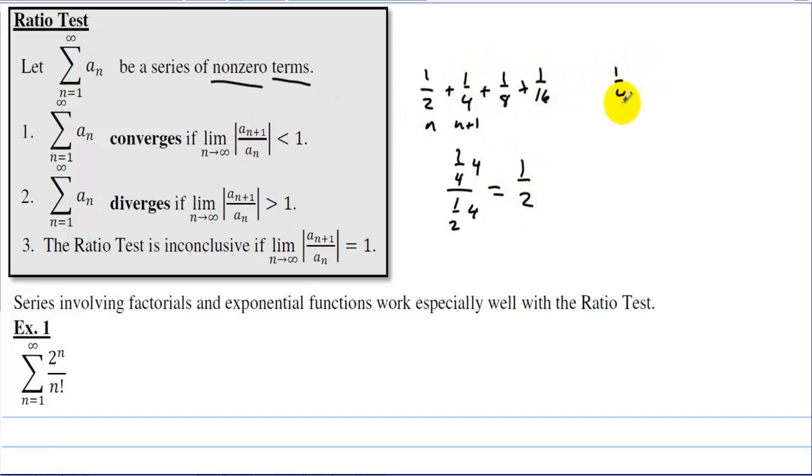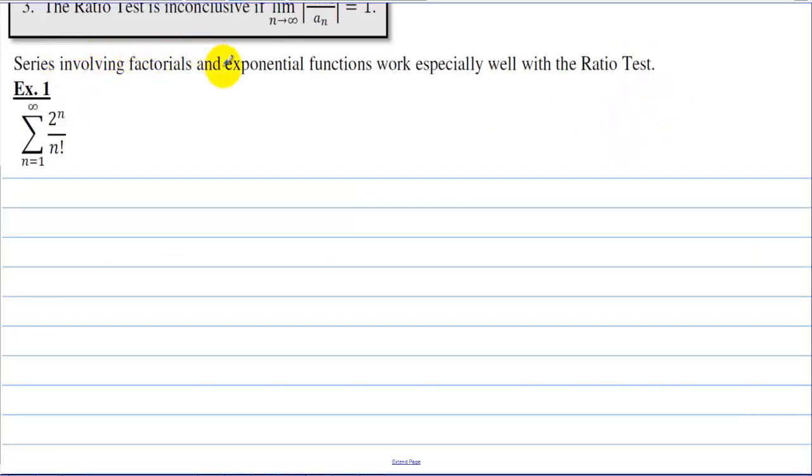If it was the other way around, if the series was adding more and more, 1/2 over 1/4 is 2. So that's greater than 1. You're adding more and more, not less and less, so the series won't be converging at all. Series involving factorials and exponential functions work especially well with the ratio test.